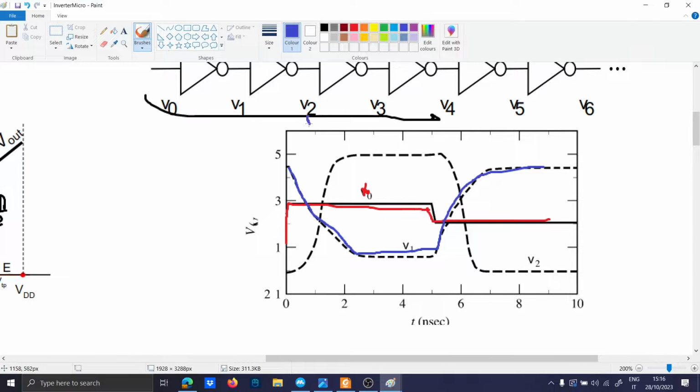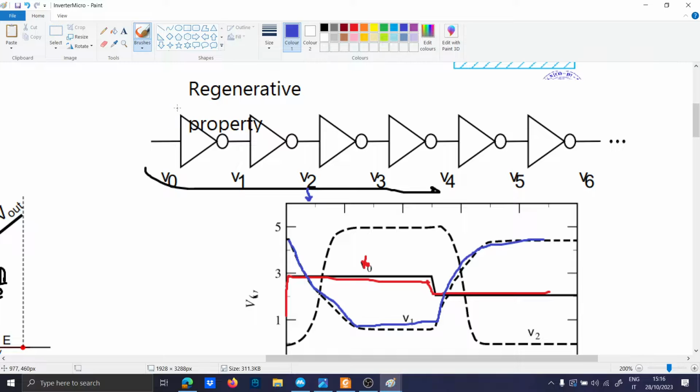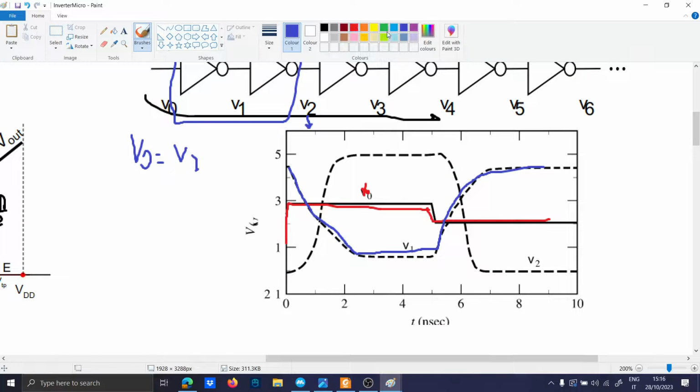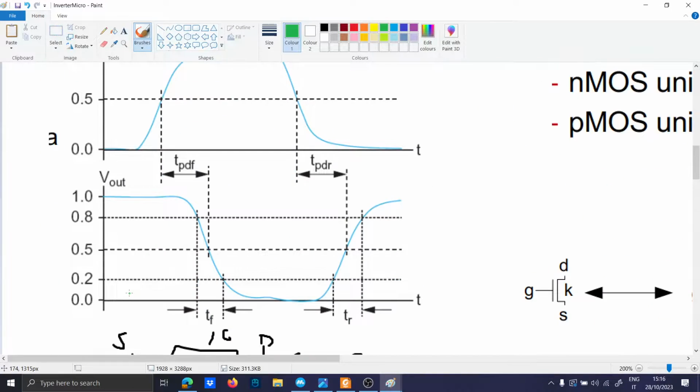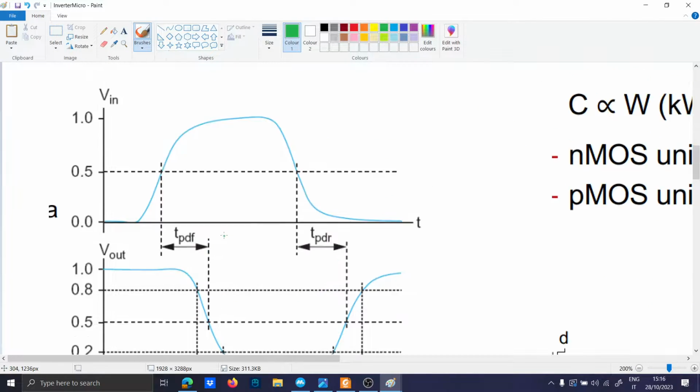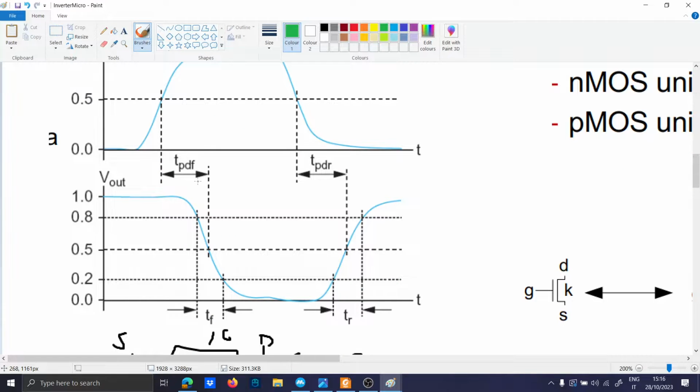Then at V2, you have basically a buffer stage. So V0 should be equal to V2. But as you can see here, you have a better rise time than V1, but in comparison with V0, you have a bit of delay. In fact, the next topic that we'll talk about is the propagation delay from the input to the output. As you can see, there is a bit of delay.